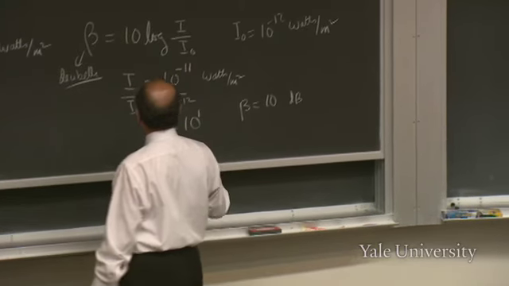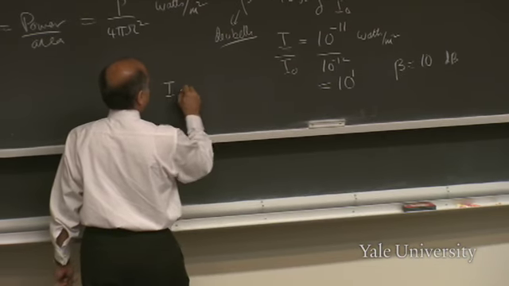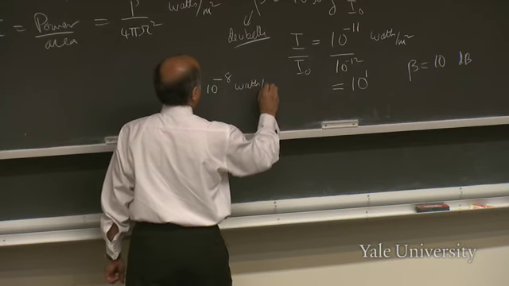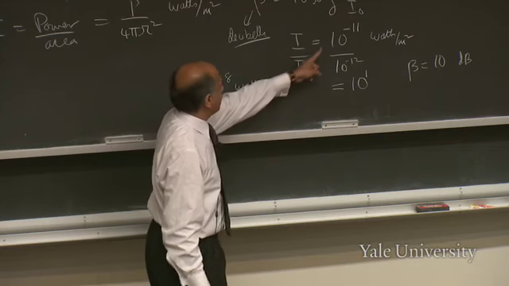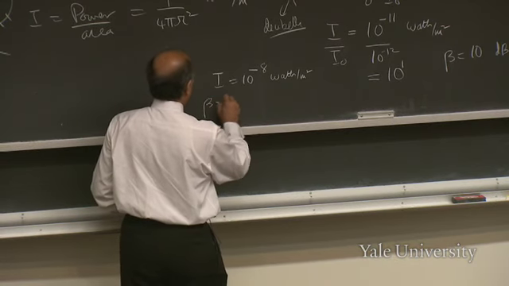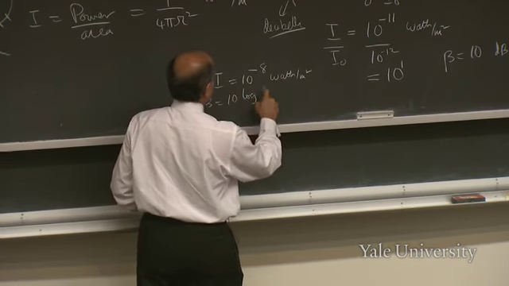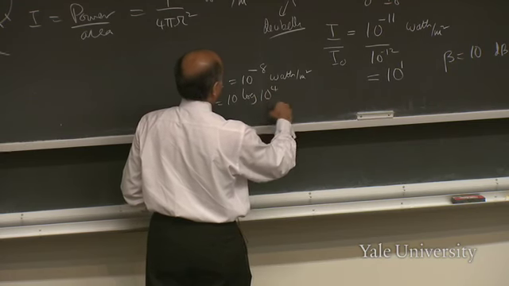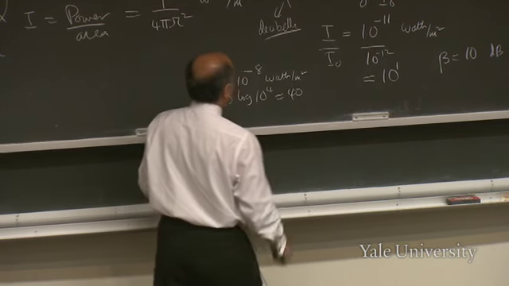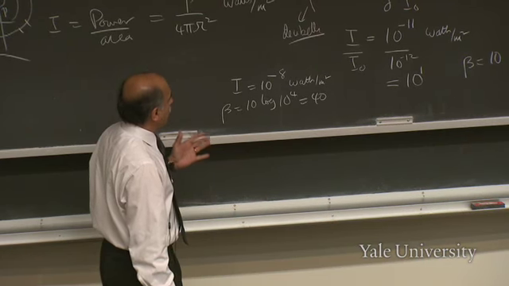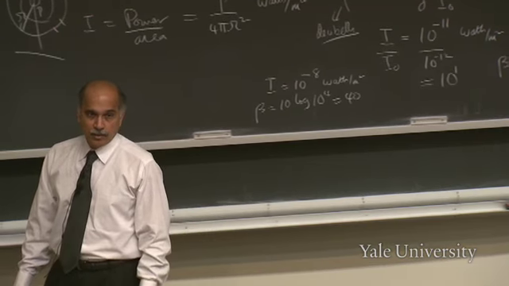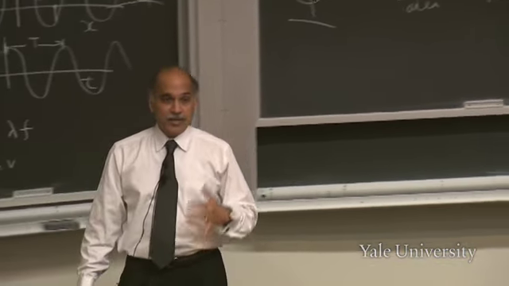So a 10 decibel sound is a factor of 10 bigger than the standard sound. But here's the interesting thing. Suppose the intensity is 10 to the minus 8 watts per meter squared. That is 1,000 times more intense than this one. But let's look at beta. Beta becomes 10 log of 10 to the 4 now, because 10 to the minus 8 divided by 10 to the minus 12 is 10 to the 4. So when the intensity goes from some number to something 1,000 times bigger, the decibel goes from 10 to 40. The decibel grows much more slowly than the actual intensity.